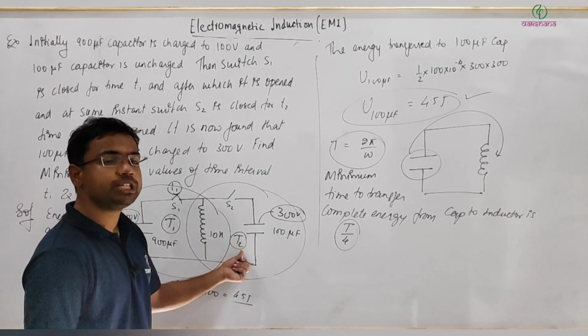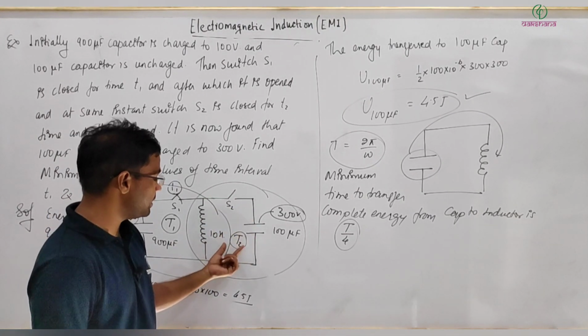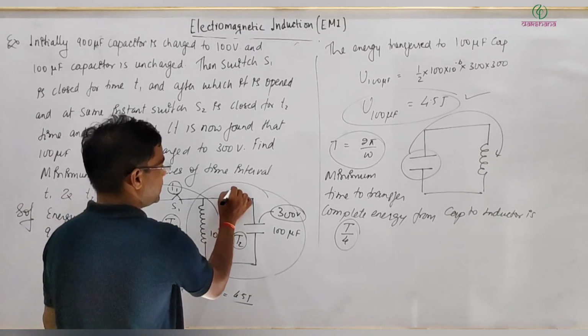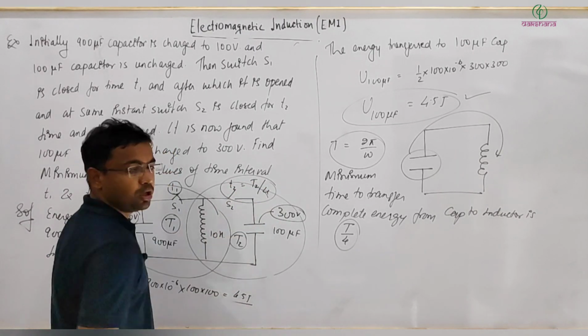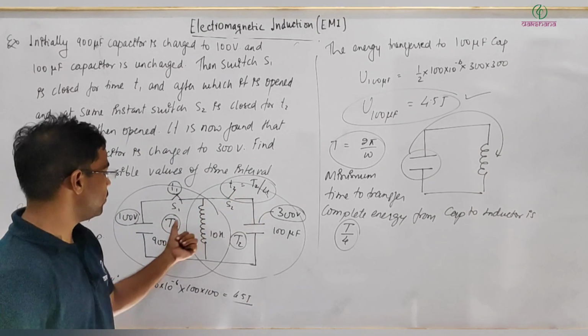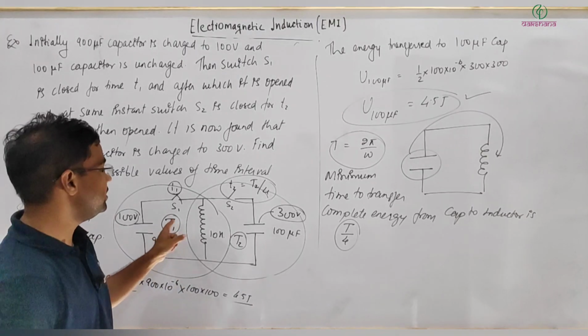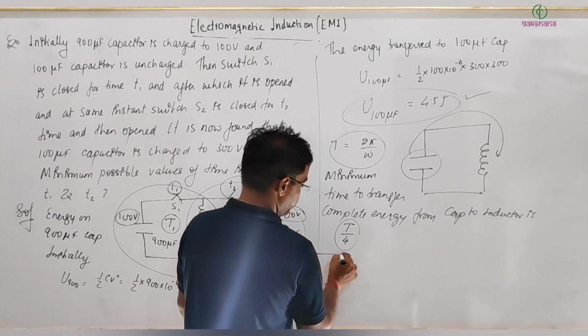Here the time period will be T2, and to transfer complete energy from here to there, again we need the time period by 4. So this time switched on for T2 should be equal to time period by 4. So the answer is the minimum values of T1 and T2 are capital T1 by 4 and capital T2 by 4, and we need to find capital T1 and capital T2.